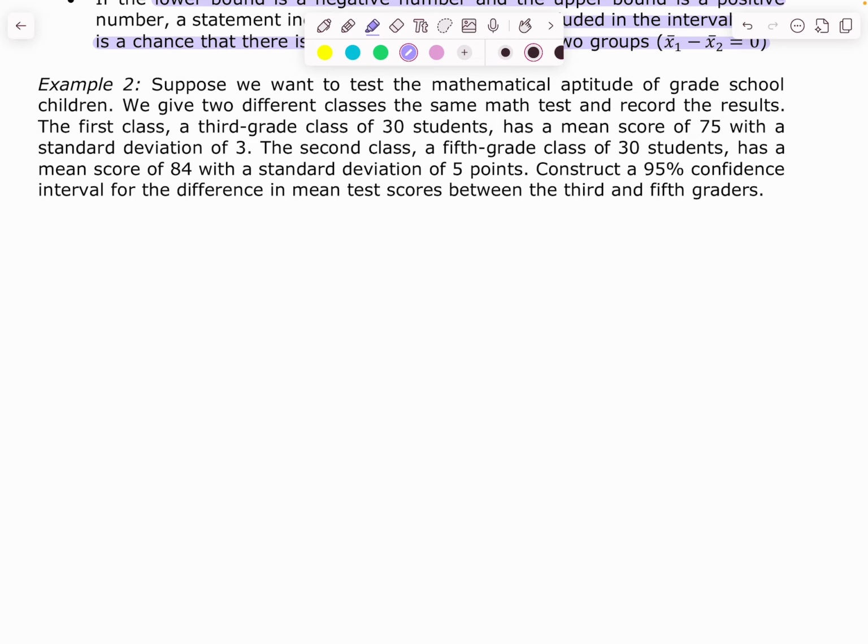So let's look at the information that we got. We have our first class, which is a third grade class. There were 30 students. They had a mean score of 75 with a standard deviation of 3. Our second class is a fifth grade class. They also have 30 students in their class. Their mean was 84, and their standard deviation was 5.